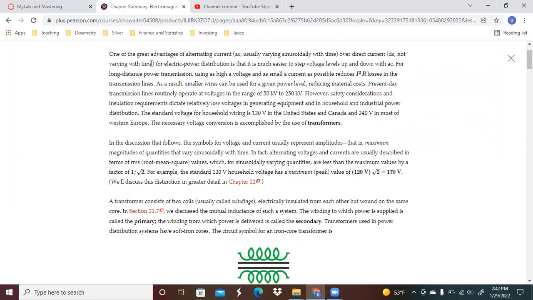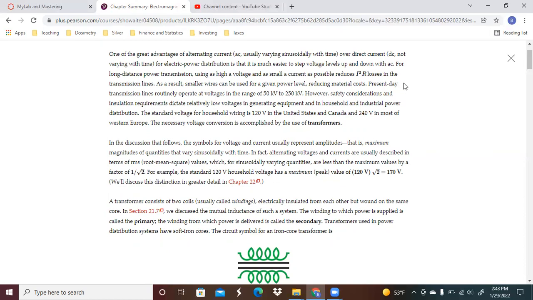One of the great advantages of AC current, in other words, current usually varying sinusoidally with time, over direct current, which doesn't vary with time, for electric power distribution, is that it's much easier to step voltage levels up and down with AC. For long distance power transmission, using as high a voltage and as small a current as possible reduces the power loss due to heat. As a result, smaller wires can be used for a given power level, reducing material costs.